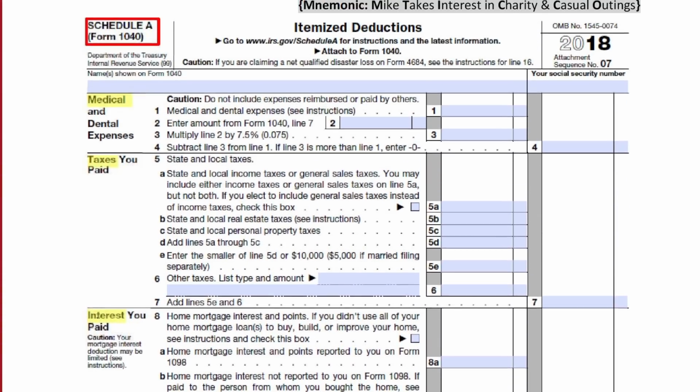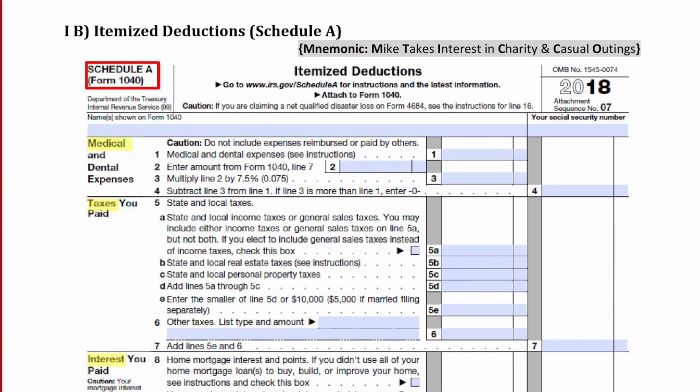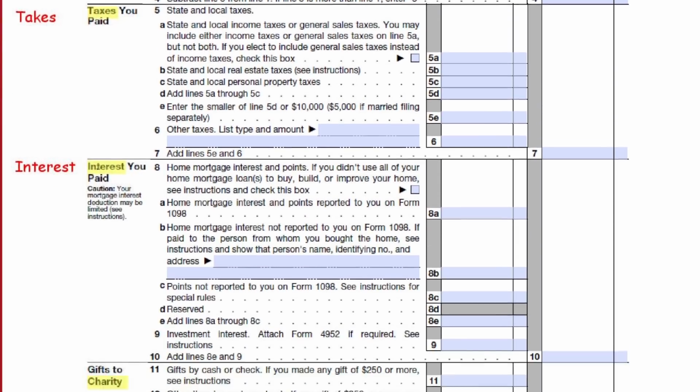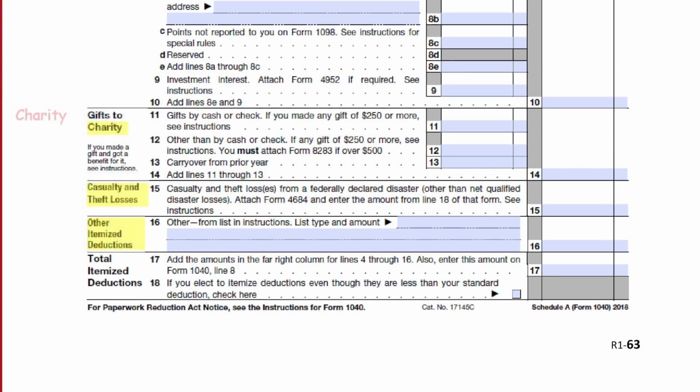So we've seen 6 items here, and I've already given you a mnemonic for all these items for itemized deductions on Schedule A. And we all know that Mike takes interest in charity and casual outings. So where you have medical and dental expenses, write Mike. Where you have taxes, write takes. Where you have interest, write interest. For gifts to charity, write charity.